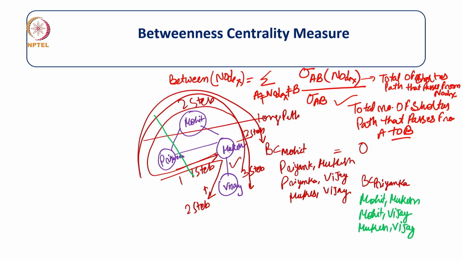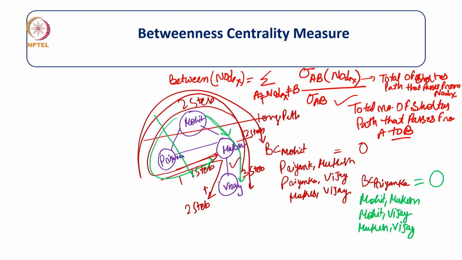So we see the shortest path for Mohit to Mukesh. So this is the shortest path. Then Mohit to Vijay, this is the shortest path. Mohit go this way, this will be a lengthy way. So here also there is no path where Priyanka is coming in between. So the betweenness centrality measure of Priyanka is also 0.